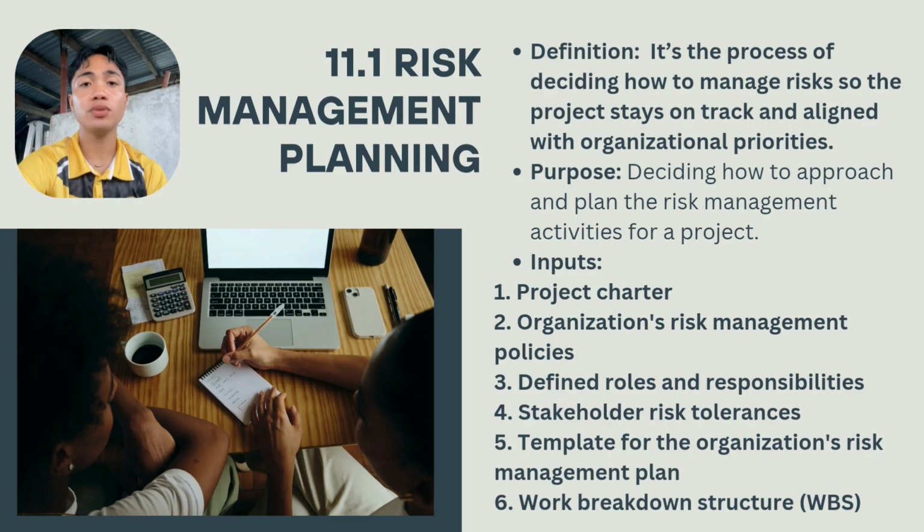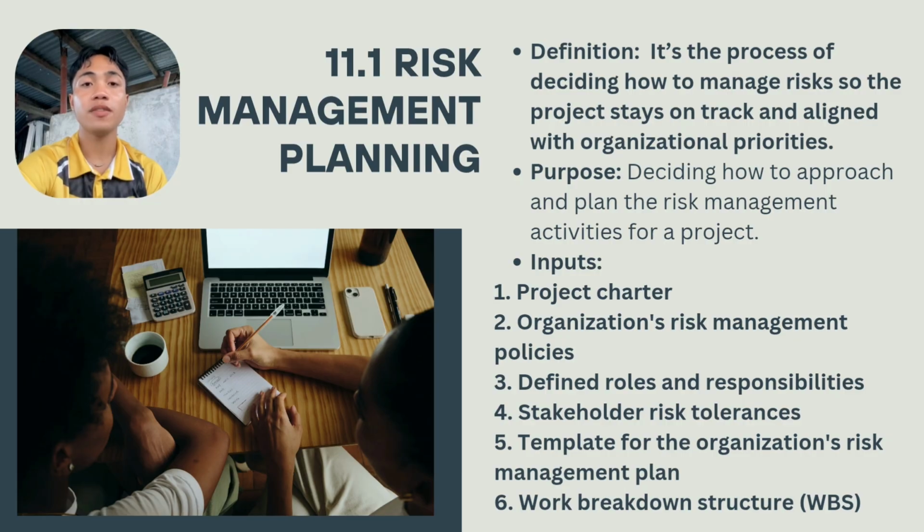Next, inputs to risk management planning. There are 6. So the first one is project charter. So the project charter is already discussed na sa chapter 5 and chapter 3. So let's proceed to the second. So the second one is the organization's risk management policies. Some organizations may have predefined approaches to risk analysis and response that have to be tailored to a particular project.